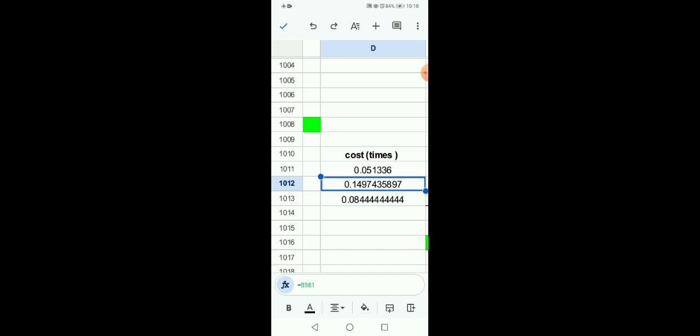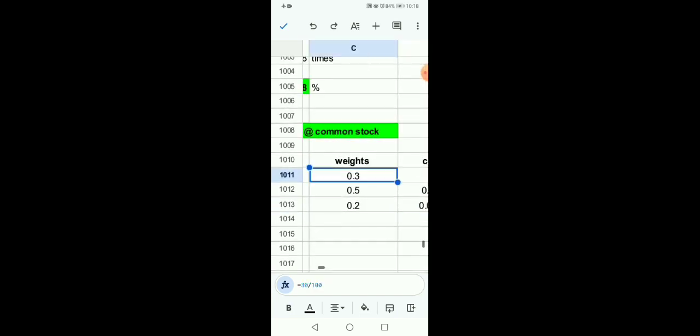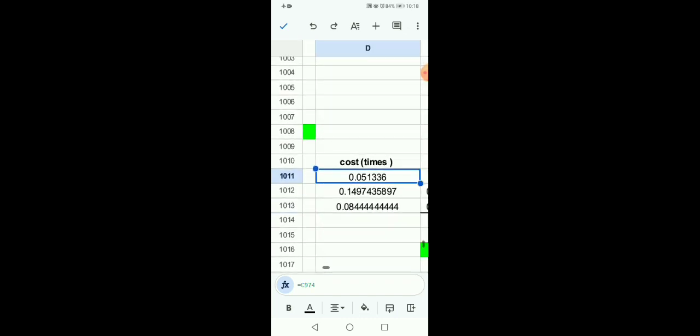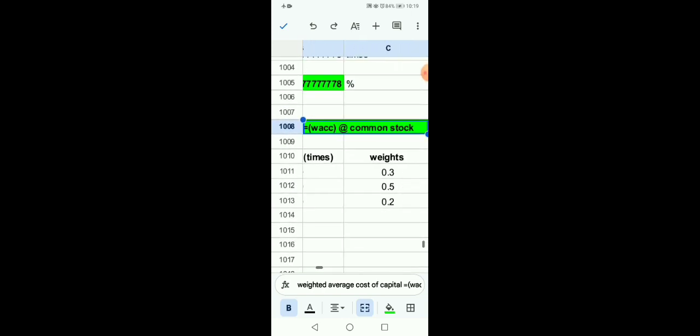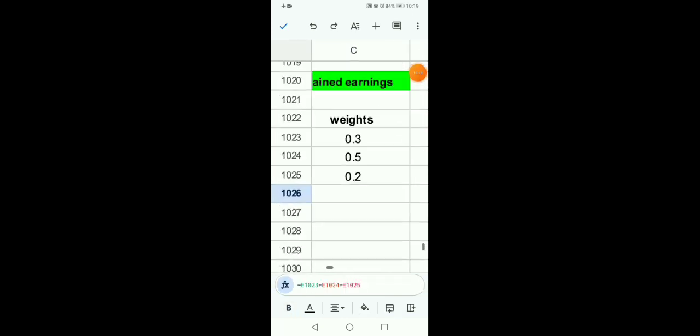Please keep in mind that the blue square shows the only amount which we have changed for the calculation of weighted average cost of capital according to retained earnings. All remaining amounts are the same. Every weight is the same, every cost is the same, but we have changed only the cost of retained earnings. So with this, we have calculated the weighted average cost of capital according to retained earnings. Now you can see we have the weighted average cost of capital according to common stock and according to retained earnings, and we have two different answers, 10.71 and 10.11.